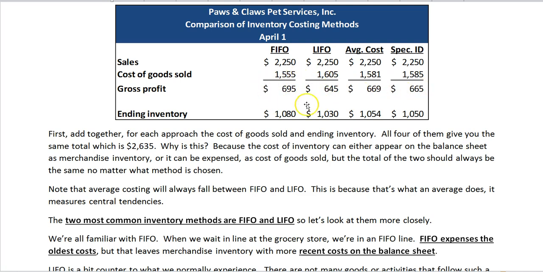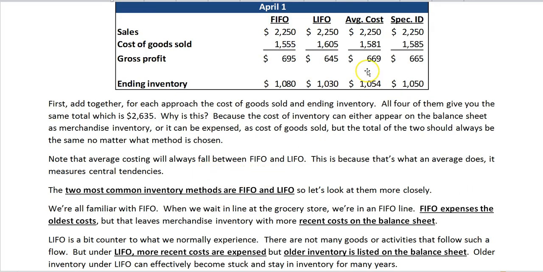So FIFO we see is 695, LIFO, and there's really no change in the business except for what cost flow assumption they adopted. So the important thing here is the cost flow assumption can influence a business's net income. And we're going to get into the discussion of which one we should choose based on that in a second. We can note that average, like an average, always falls between the two extremes, FIFO and LIFO. FIFO and LIFO are the two most common, if you ever see it on a multiple choice question.